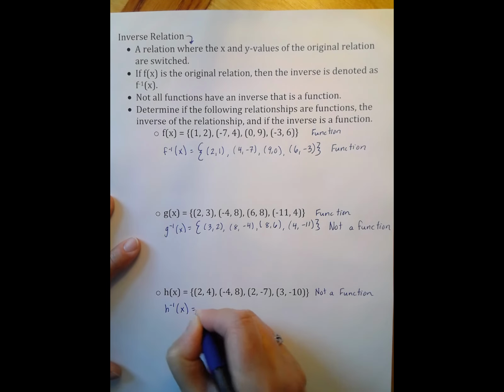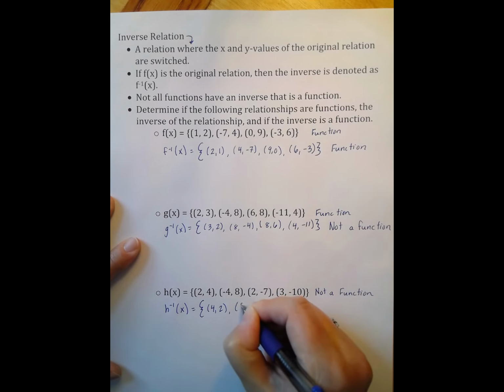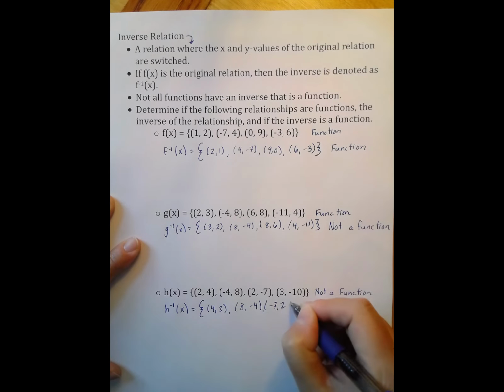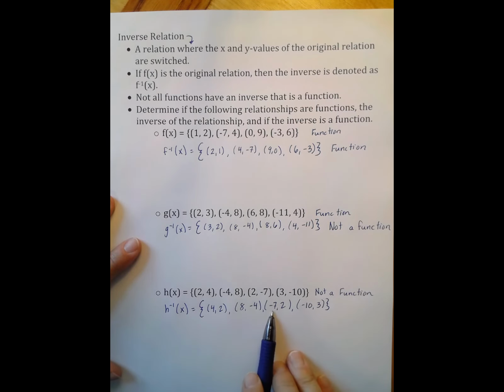H inverse of x: 4, 2, 8, -4, -7, 2, and -10, 3. In this case, if I say 4, 8, -7, -10, you give me one answer for each of them, so this one is a function.